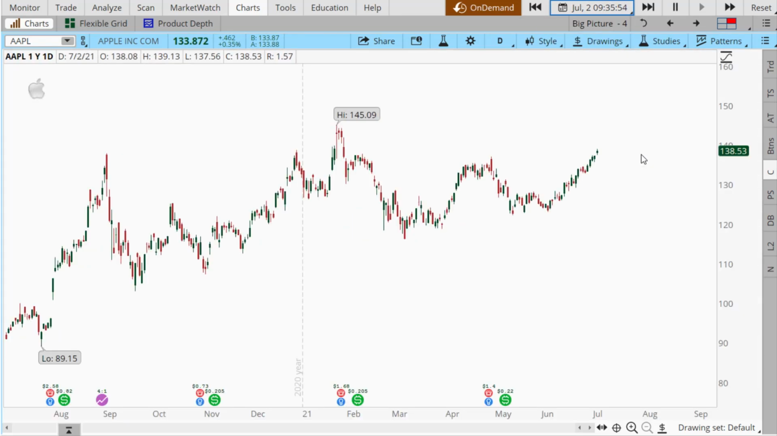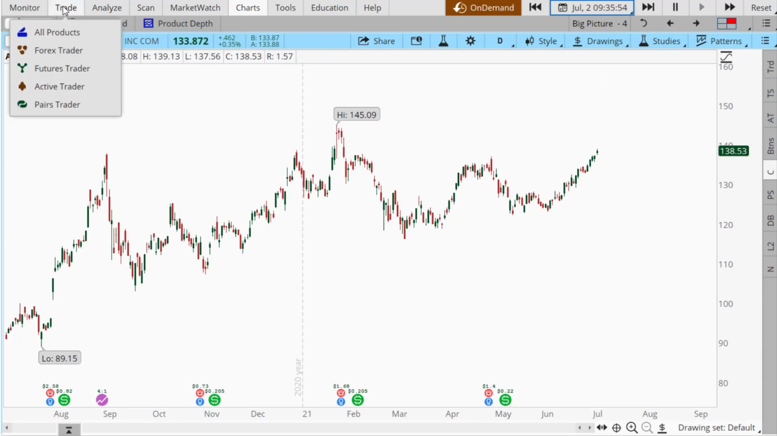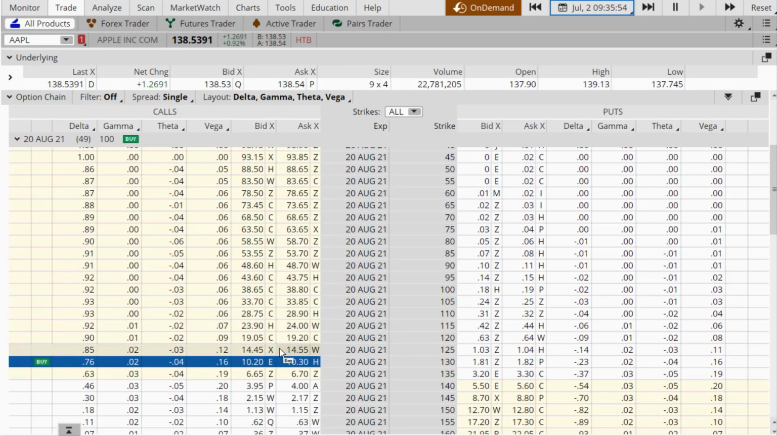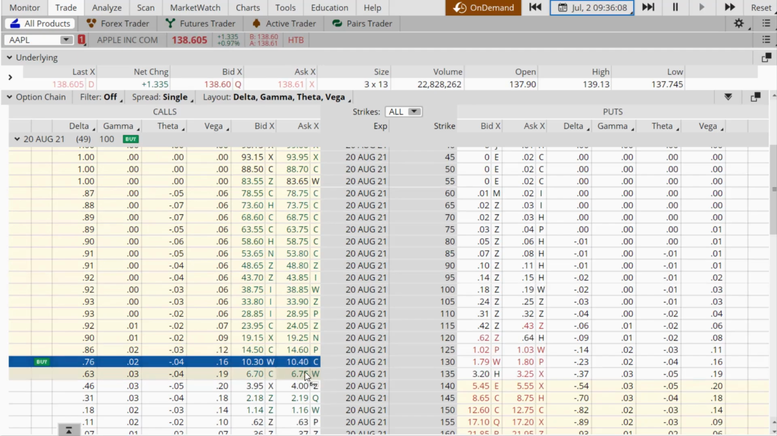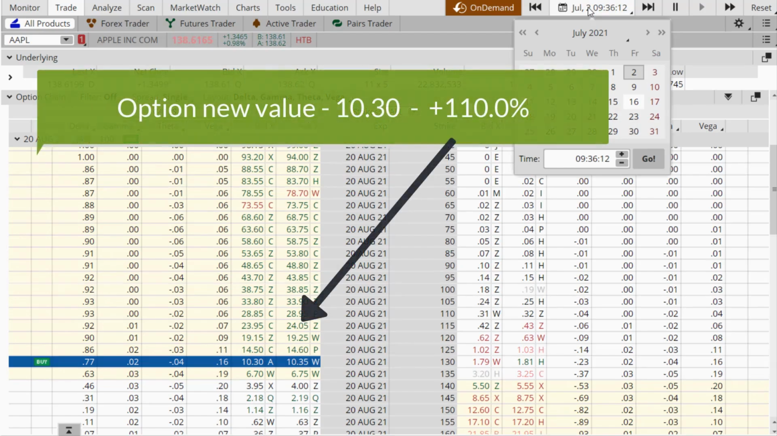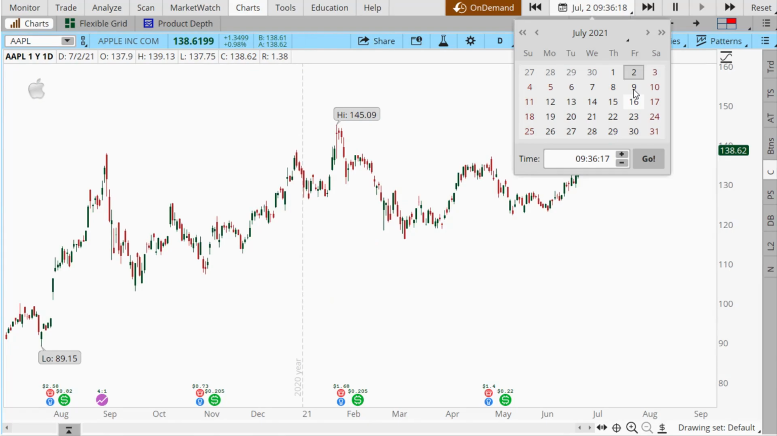Okay, now let's move ahead to July 2nd. Look at this. We've now hit target 1. So we've now hit our target 1. And on July 2nd, when we hit target 1, our option is now trading for $10.30. So that means that the option that we bought for $4.90 is now trading for $10.30. That's over 100% rate of return on that particular position. We've not yet hit target 2, so let's go ahead and look another week out and see where we are.